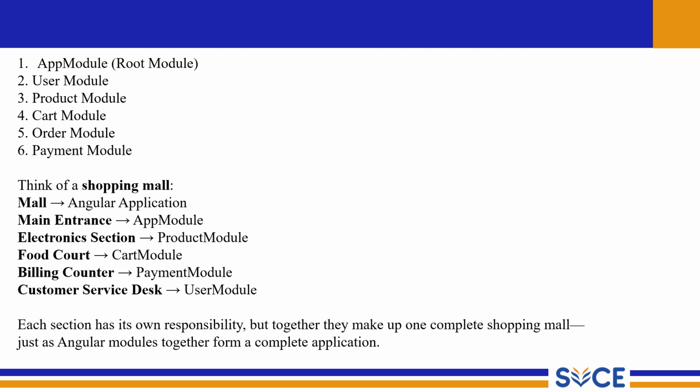So here, think of a shopping mall. The mall contains the Angular application. Main entrance is the app module, electronic section is the product module, food court is the cart module, billing counter is the payment module, and the customer service desk is the user module. Each section has its own responsibility, but together they make one complete shopping mall, just as Angular modules together form a complete application.